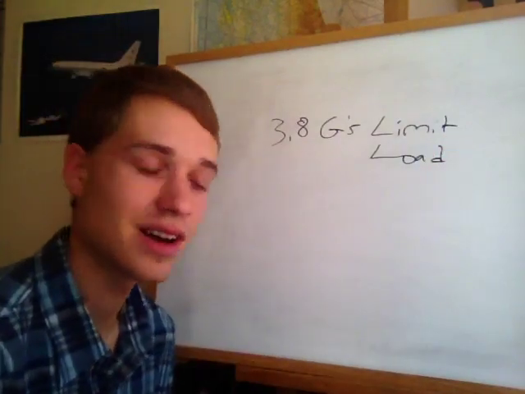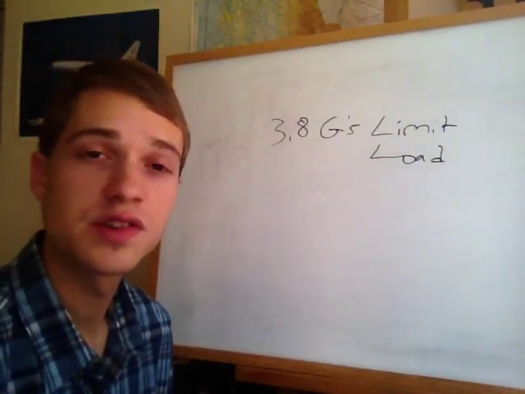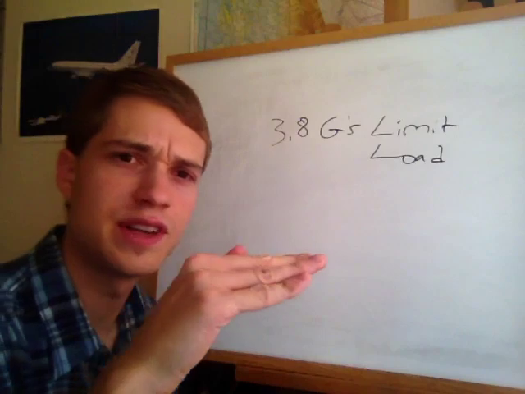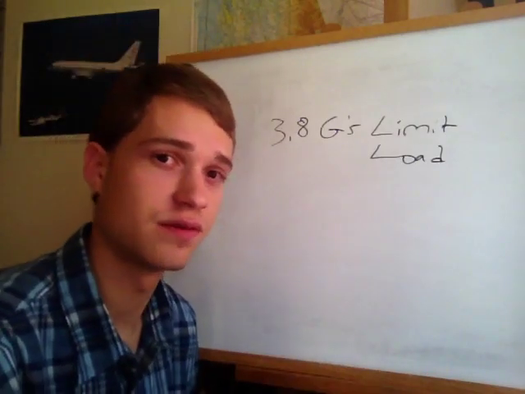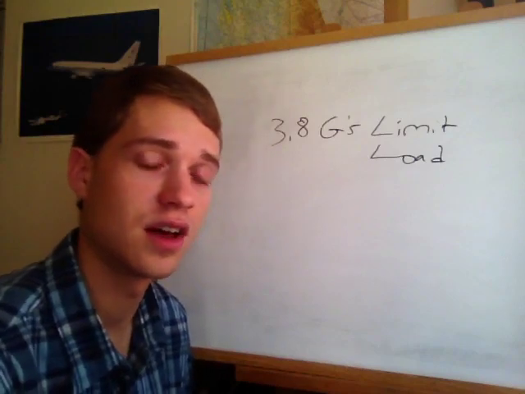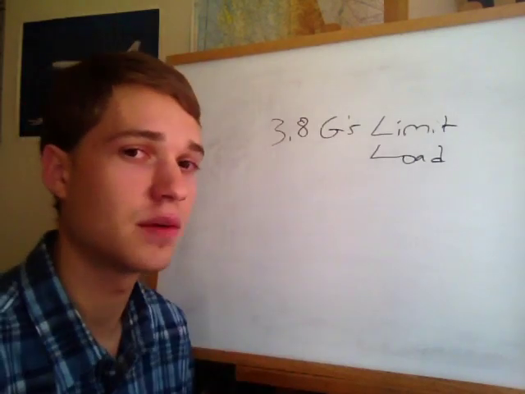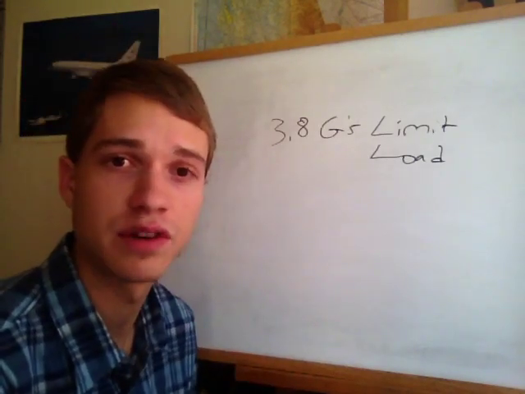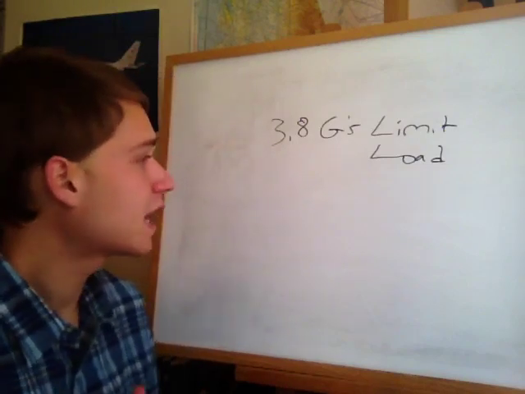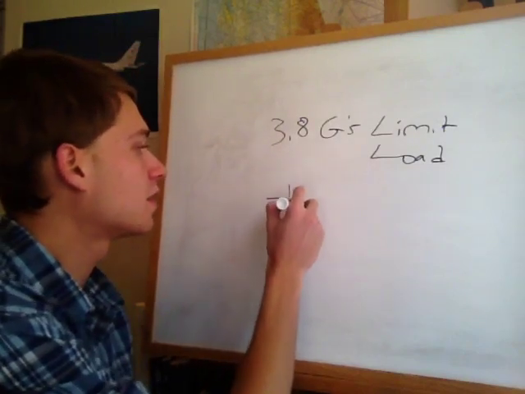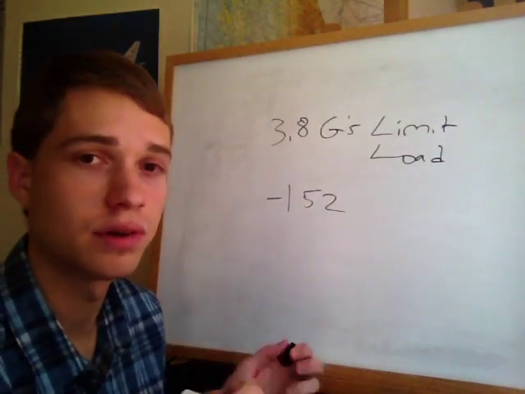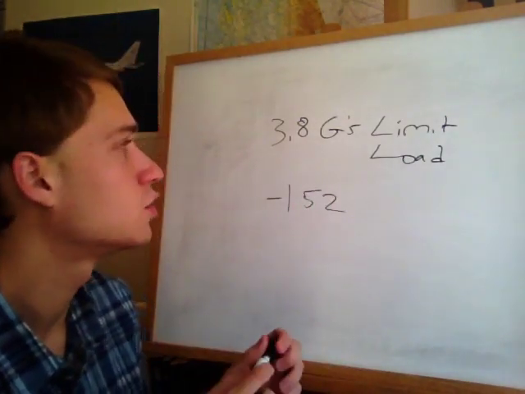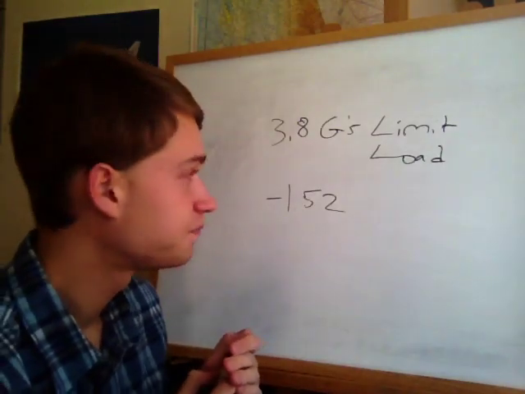Excuse my messy handwriting. 3.8 Gs is the positive limit load. You can also pull negative Gs, or experience negative Gs, when you push over. That's a very uncomfortable feeling because you go past weightless and then everything comes up, maybe even your breakfast. But the negative load limit that normal category airplanes are certified to is minus 1.52 Gs. That's the negative direction.